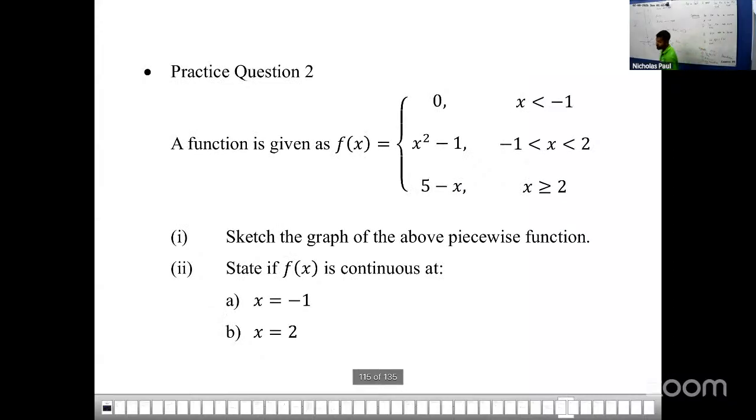Let's go here. Let's take a look at this one here. Right? I want you to sketch. Let's see if you remember how to sketch x squared minus 1. X squared minus 1 is shifted where?